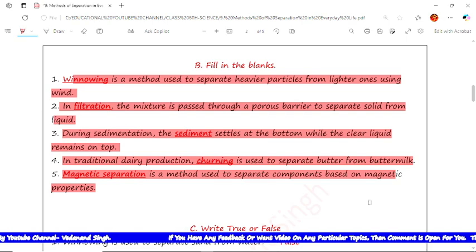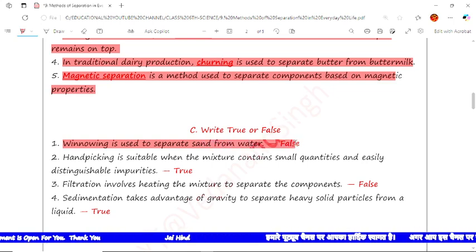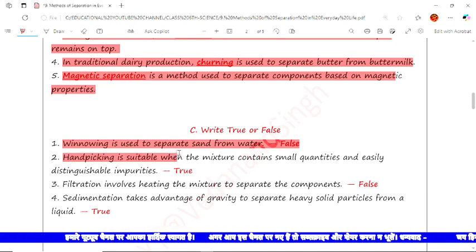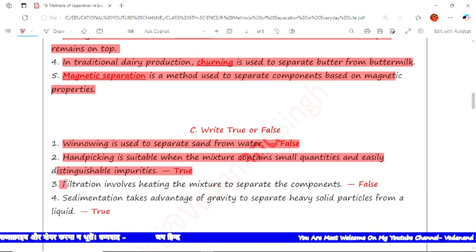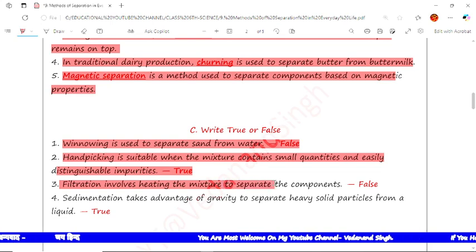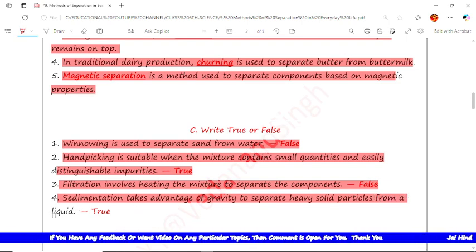So the next type of question is true and false. Four statements are here, and we have to say whether they are true or false. The first statement is, winnowing is used to separate sand from water. No, this is false. Now the next is, hand picking is suitable when the mixture contains small quantities and easily distinguishable impurities. Yes, this is true. Now the next is, filtration involves heating the mixture to separate components. No, this is false. Now the next is, sedimentation takes advantage of gravity to separate heavy solid particles from a liquid. Yes, this is true.